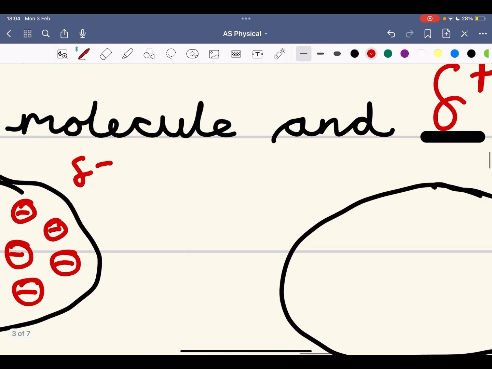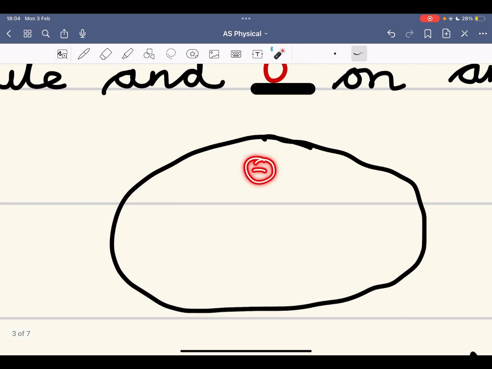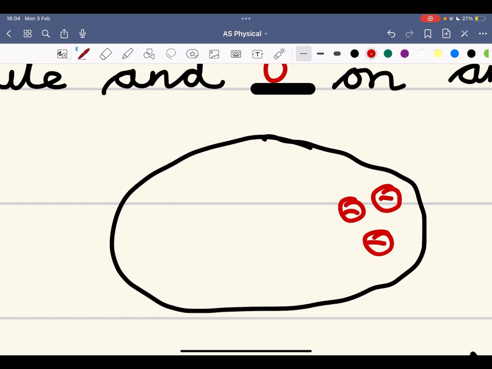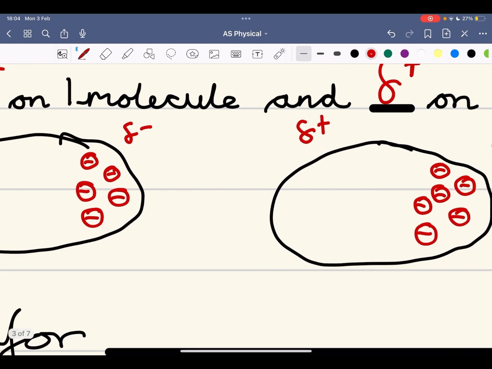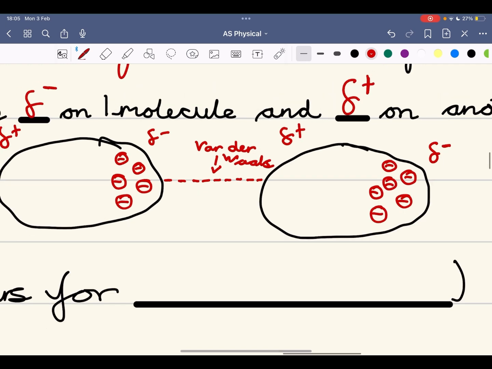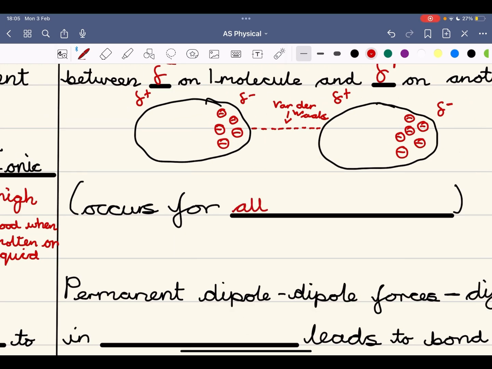And what this does is it causes the electrons here, which once again are all floating about randomly, to be repelled to the right side. So now this molecule has an uneven distribution of electrons. So now this molecule is slightly negative on the right side and slightly positive on the left side. So then the slightly negative of this molecule is attracted to the slightly positive of this molecule on the right. So then this here is the van der Waals force. And this occurs for all molecules.